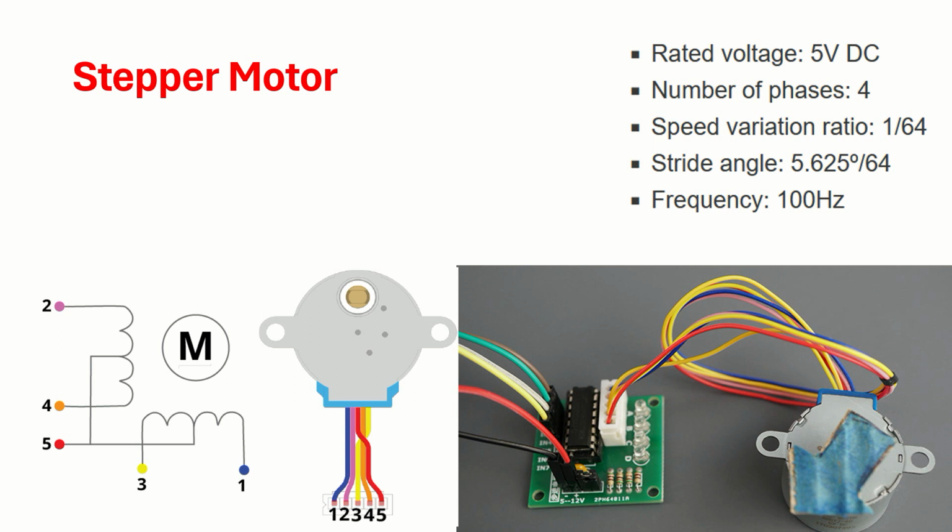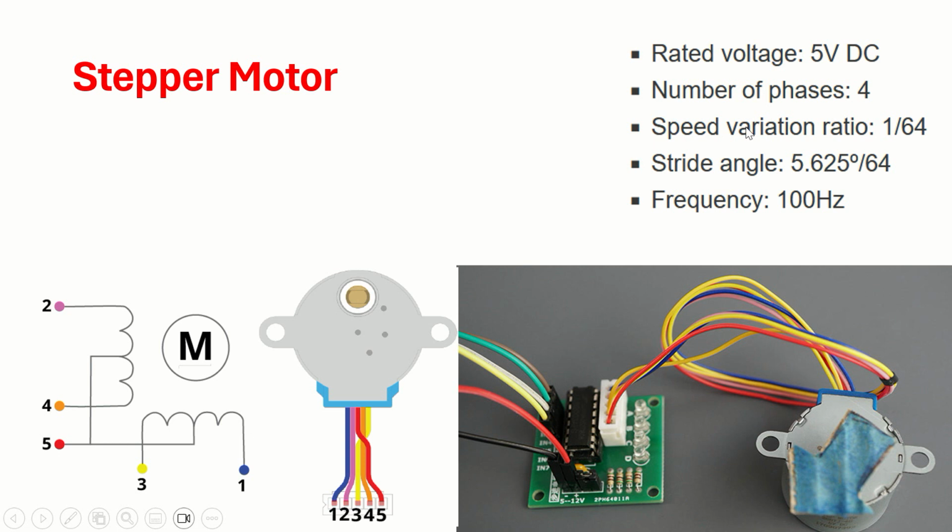Another special type of DC motor is called a stepper motor. In a stepper motor, the number of connections is 5. In the earlier cases we saw only one winding in a DC motor, two windings, and in the servo motor only one input. However, in a stepper motor you can see 1, 2, 3, 4, 5, so a 5 pin connector.